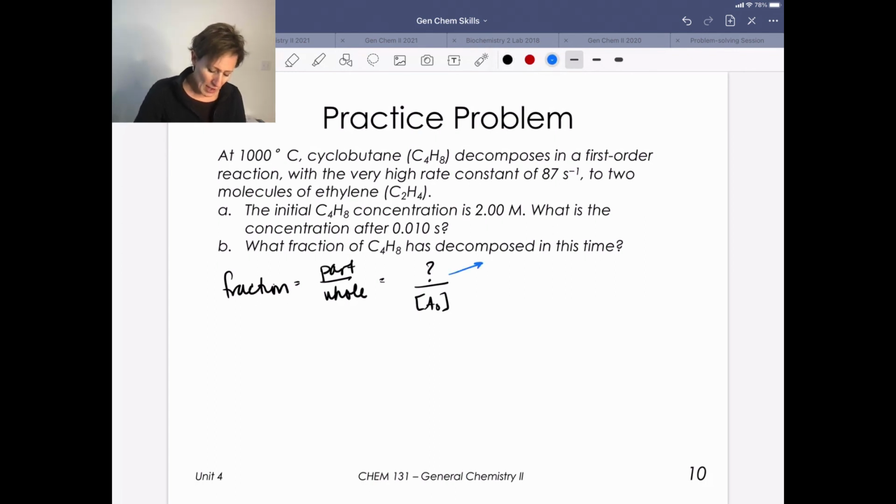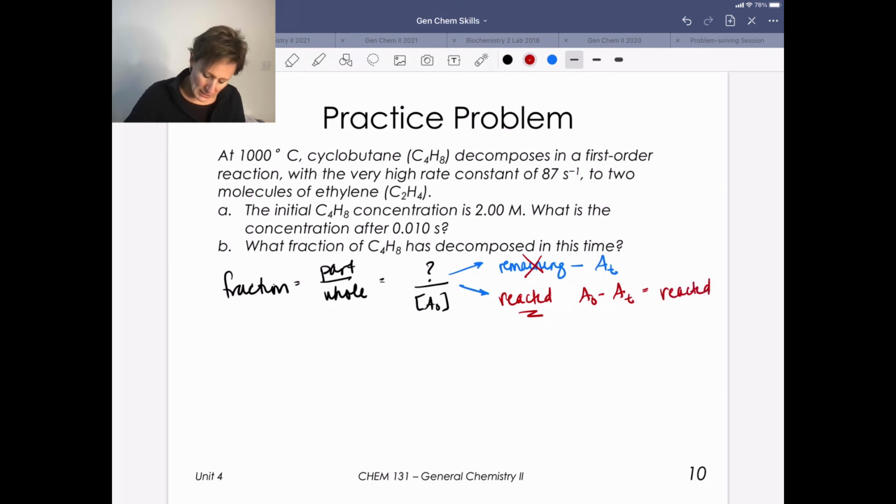If we wanted the fraction that is remaining, that's going to be our A sub t, what we solved for in part A. But that's not what it's asking, right? It's not asking the fraction remaining. It's asking the fraction that was decomposed. Said another way, that's the fraction that has reacted. To figure out what's reacted, we need to take what we started with and subtract what's left. This will give us the amount that's reacted.